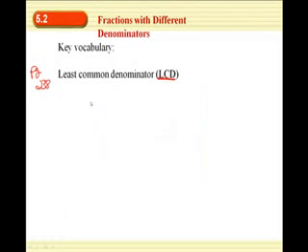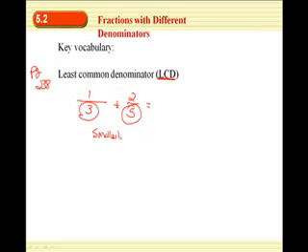The denominator is the bottom number of the fraction. So for example, 1/3 plus 2/5. We want to find the common denominator for 3 and 5. The least common denominator would be the smallest number the denominators can divide into. So the least common denominator for this one would be 15.